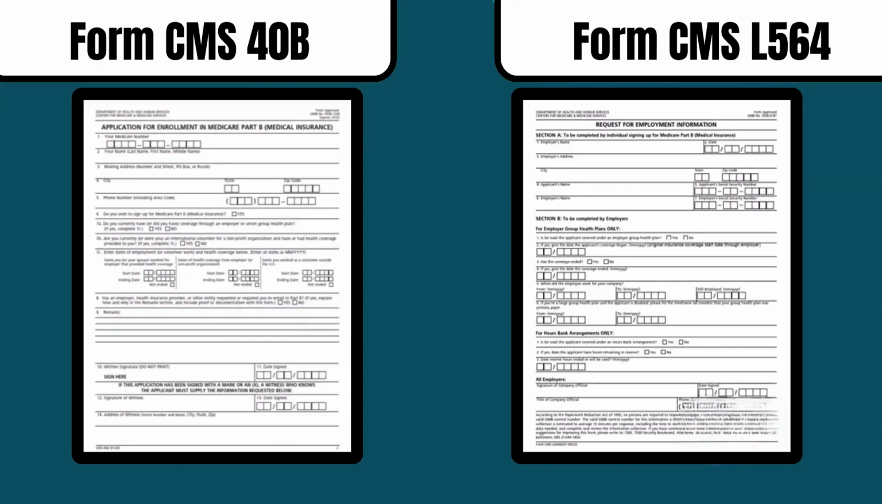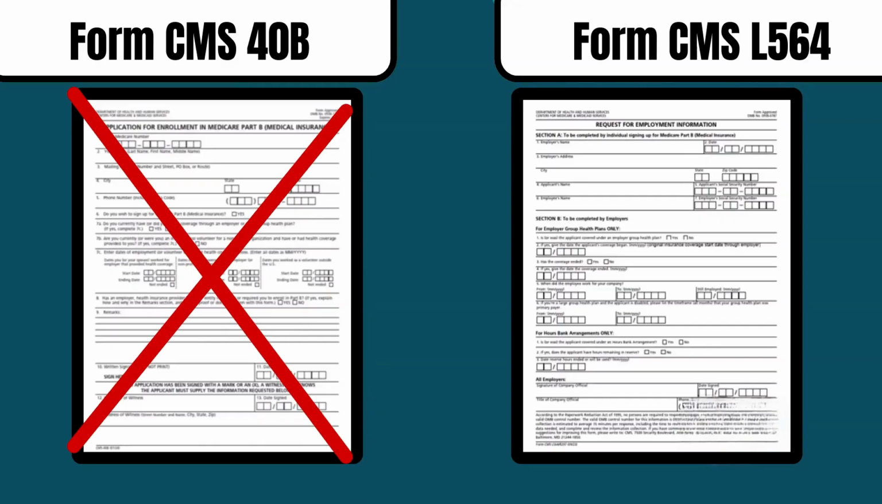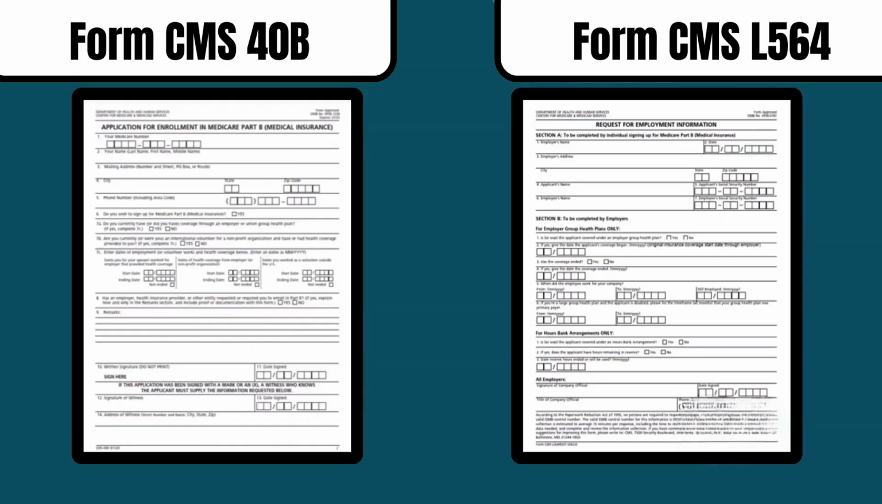If you're going to hand them in person, you will need the CMS Form 40B and the CMS L564. If you're going to fill it out online, the online application is sort of an abbreviated version of the Form 40B, so you don't technically need it. But if you've already filled it out, you can use it to help you fill out the online application. Once you have this form and the Form CMS 40B completed, you could submit these to Social Security to enroll in Part B without having to pay a late enrollment penalty.